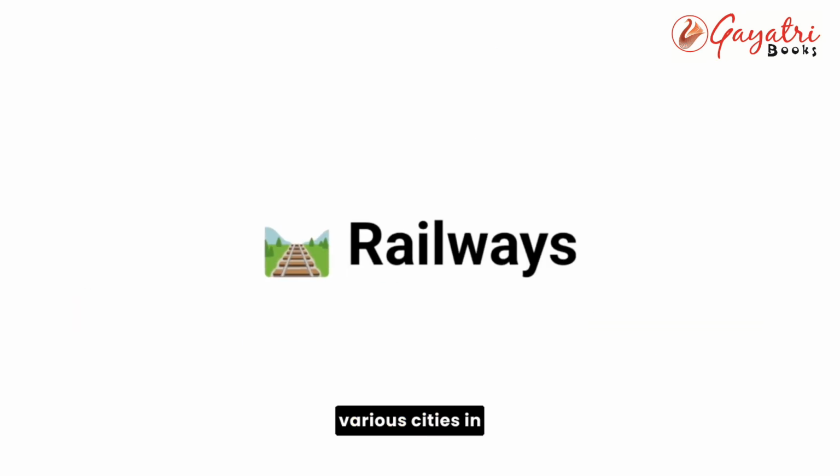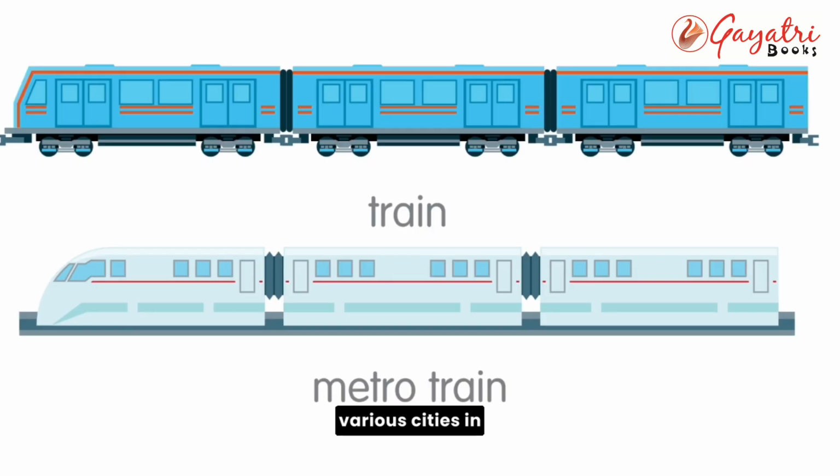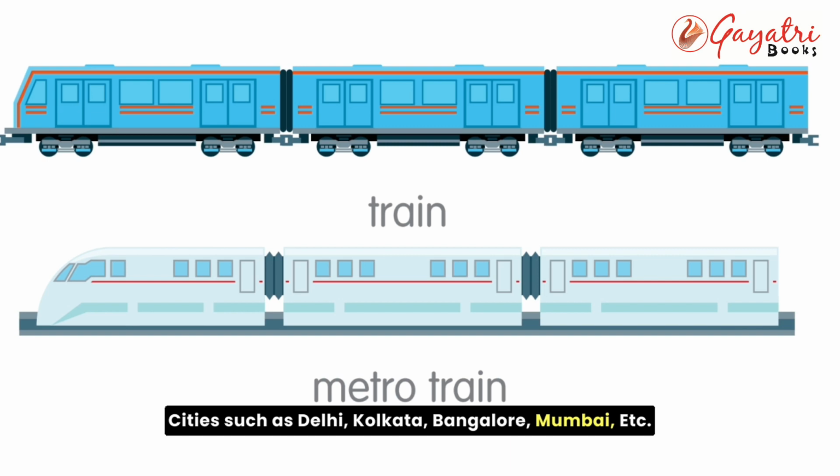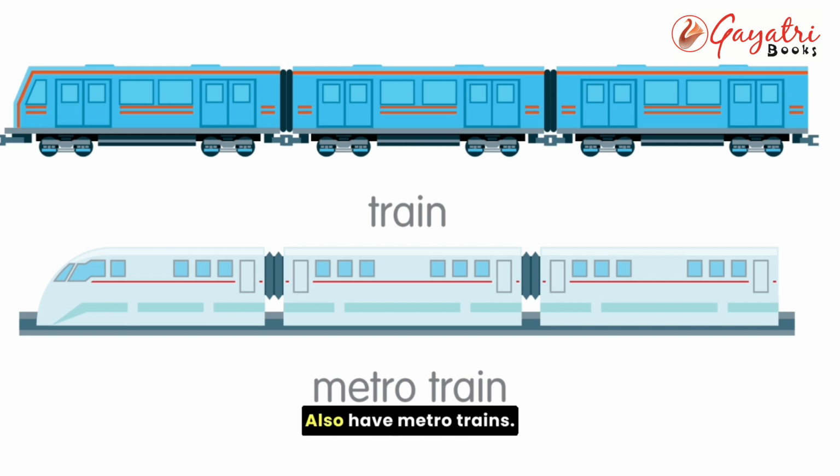Railways. Various cities in our country are connected by trains. They carry hundreds of people at one time from one city to another. Cities such as Delhi, Kolkata, Bangalore, Mumbai, etc. also have metro trains. They carry people within the city from one place to another in very less time.